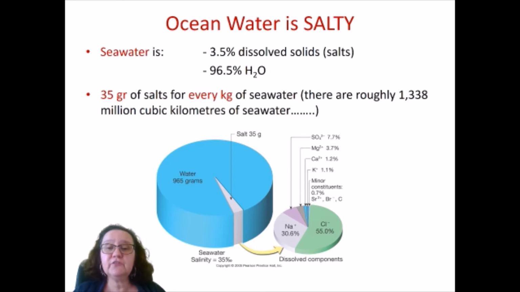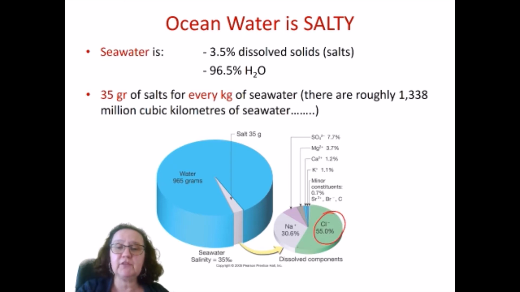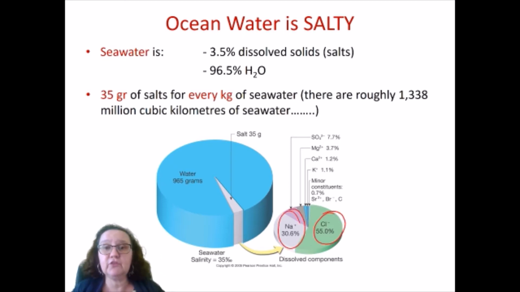Of those 35 grams, most of it is in the form of chloride anions and sodium ions, and that is because the main salt dissolving in ocean water is sodium chloride. But it will not be as the compound sodium chloride, it will be as the ions, the sodium ion and the chloride anion. And there are also other minor components. You have sulfates, carbonates, magnesium, calcium, etc.